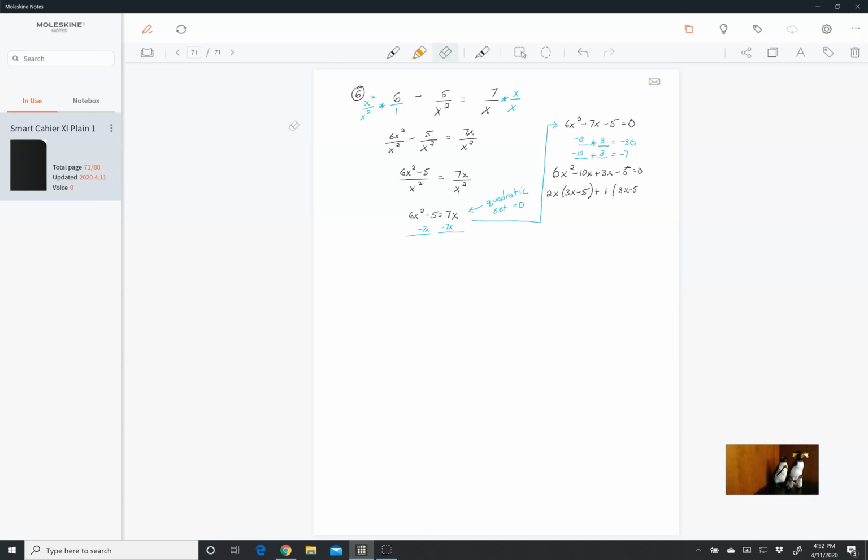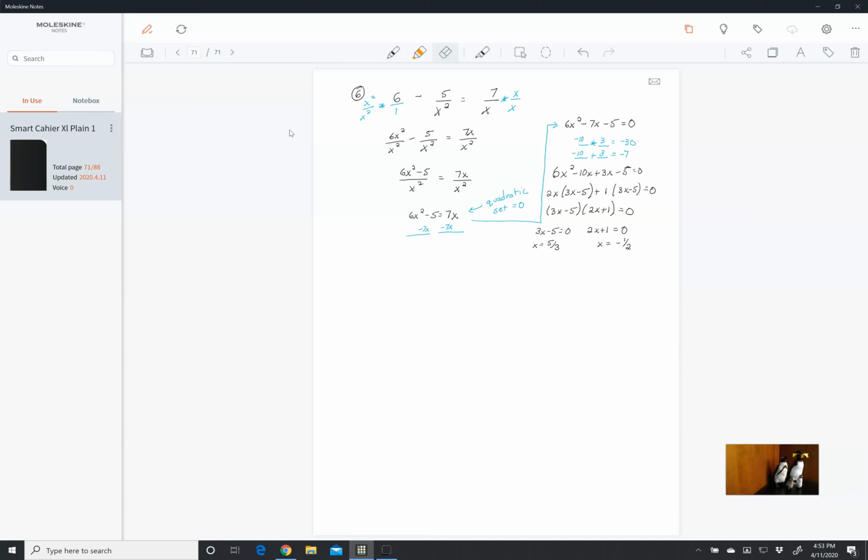Notice I keep writing is equal to 0. That's because we're going to be using that. We're solving for roots here. So that gives us 3x minus 5 times 2x plus 1 equals 0. We set each factor equal to 0. So this tells us x is equal to 5 over 3. This tells us x is equal to negative 1/2.